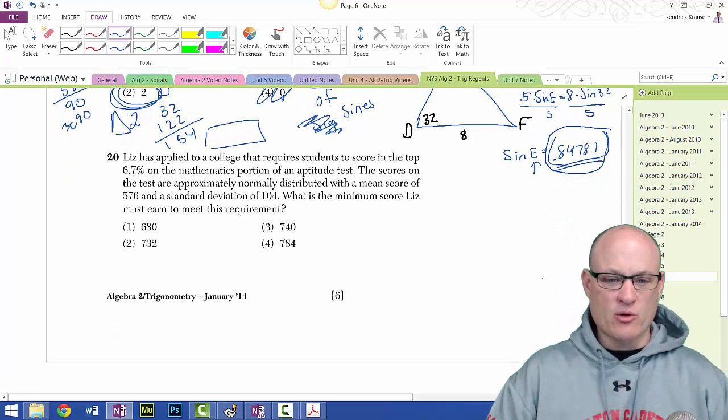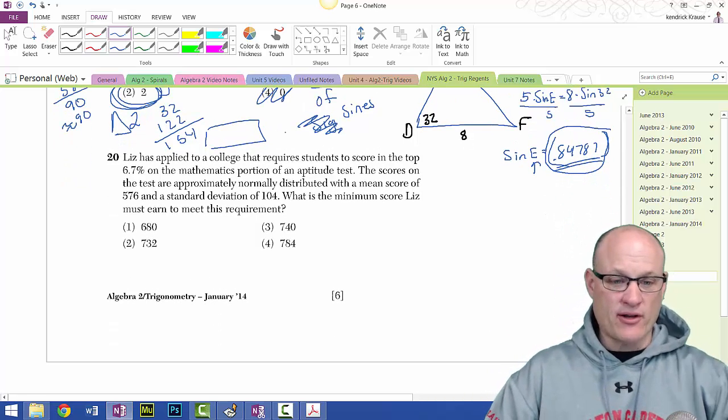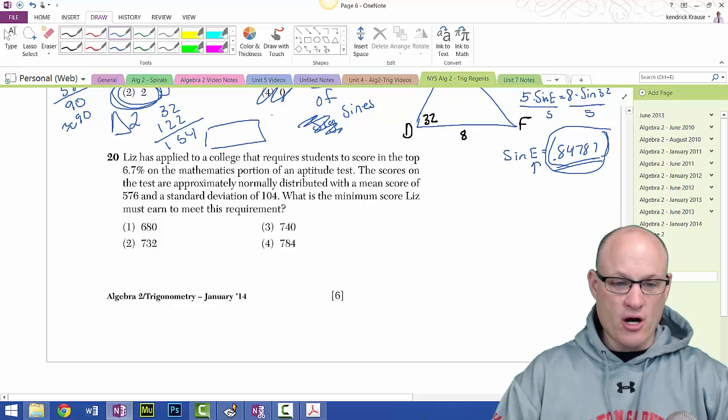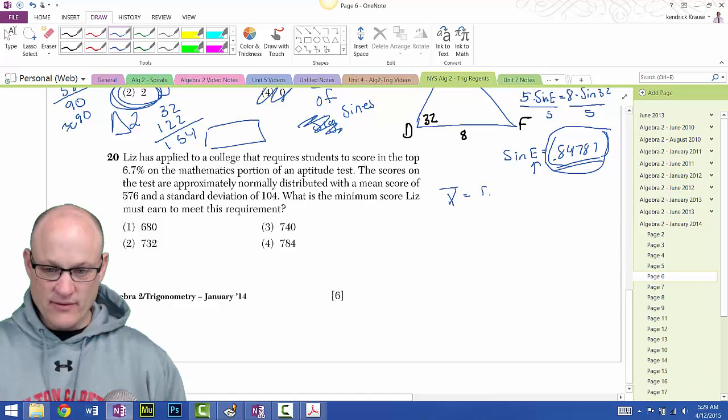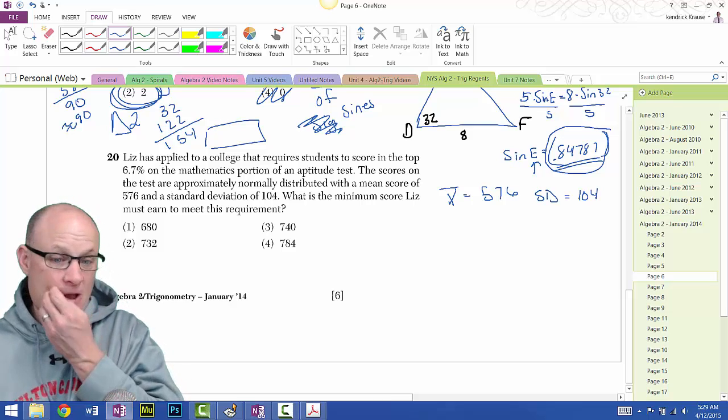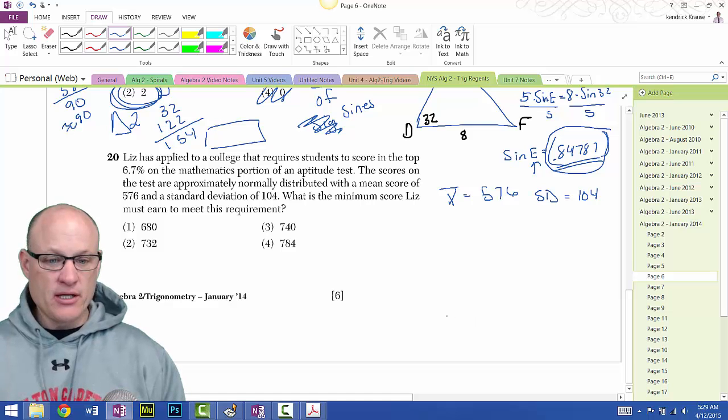Let's apply for college. It requires a student to score in the top 6.7% of the math portion of the aptitude test. The scores are approximately normally distributed with a mean score of 576. Let's get that X bar, 576, and the standard deviation of 104. What is the minimum score she needs in order to be in the top 6.7%?